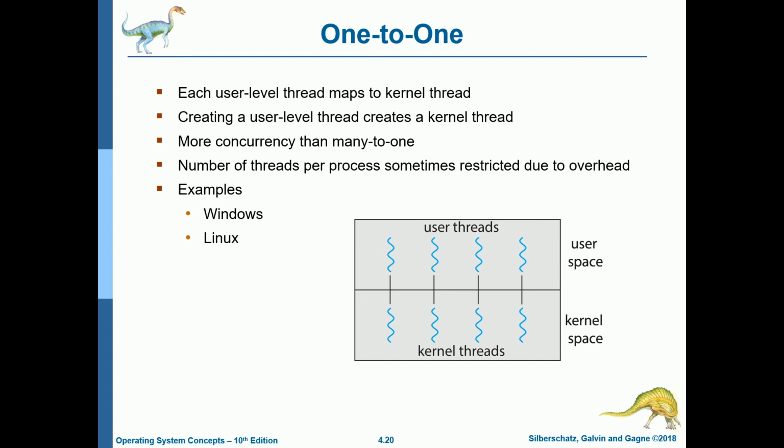Now another way that we can approach mapping the user threads to the kernel threads is using a one-to-one model. And in this model, each user thread maps directly to a kernel thread. This provides more concurrency than the many-to-one model by allowing another thread to run when a thread makes a blocking call. It also allows multiple threads to run in parallel on multiple processors. Now, the drawback to this model is that creating user threads requires creating a corresponding kernel thread, and a large number of these kernel threads may overly burden the performance of a system.